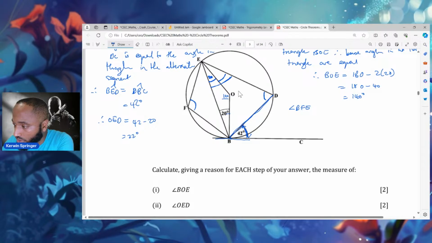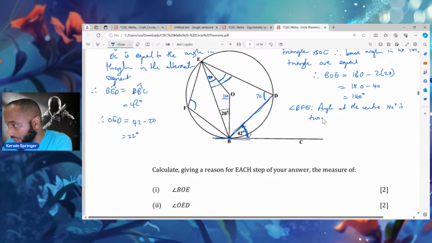If this is 140, this had to be 70. Angle at the center, the 140 degrees, is twice the angle at the circumference. That's the angle BDE. Therefore, BDE is equal to 140 divided by 2, which is 70 degrees.